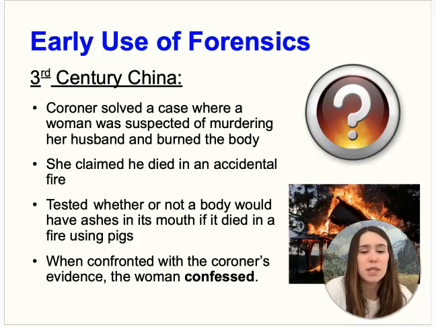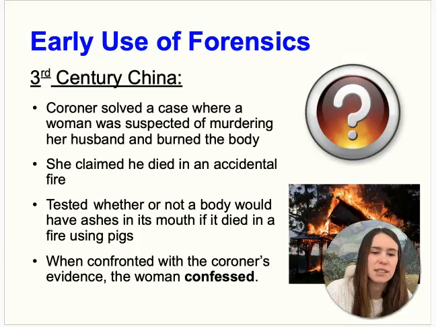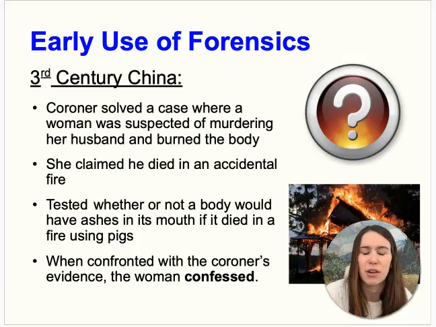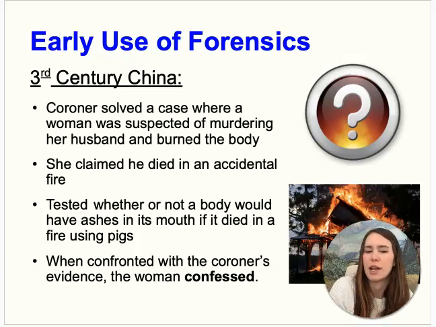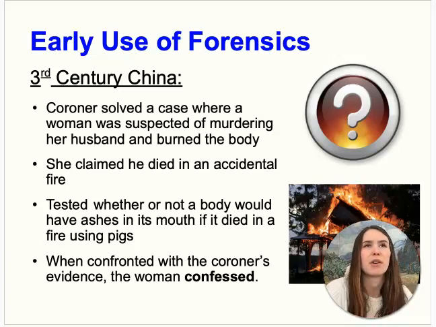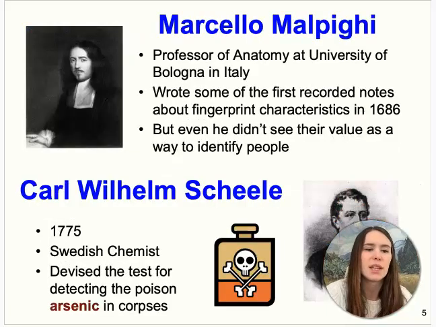So this case never went to trial. They never actually had to prove this out on the witness stand like in crime shows today. It was simply a matter of once they had the physical evidence and they presented it to the person who was trying to claim their innocence, she pretty much folded and confessed right then and there. So this is one of the early examples of how forensic science can solve a crime.